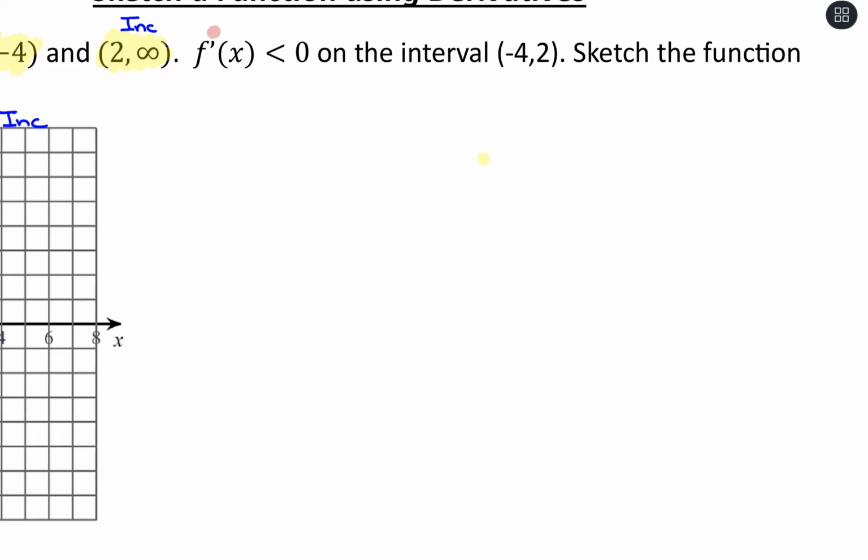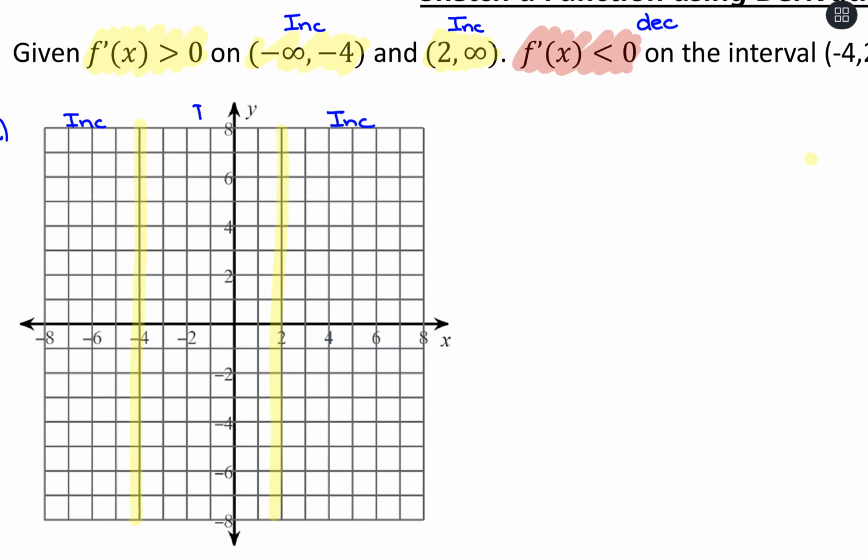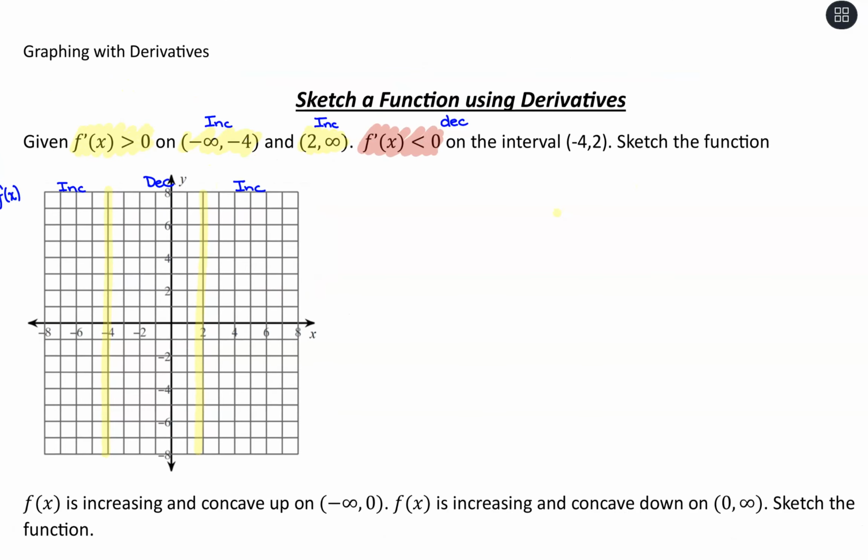And that's the next statement. f prime of x is less than 0 on the interval negative 4 to 2. So what that tells me is that we are decreasing on that interval. And then they don't tell us anything else.